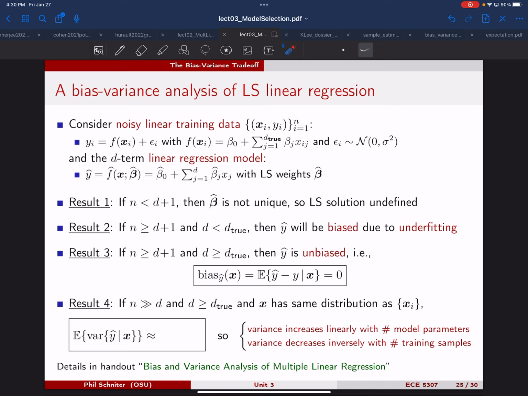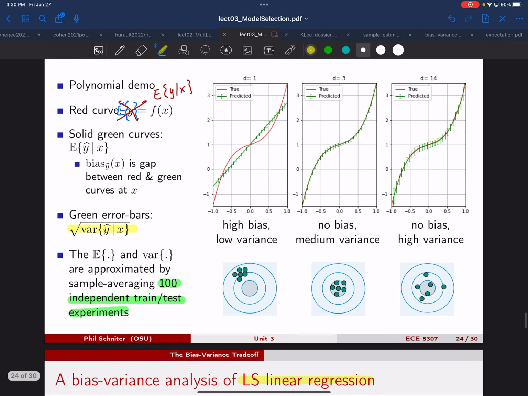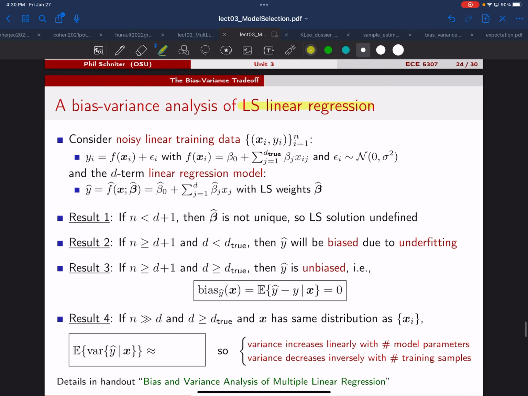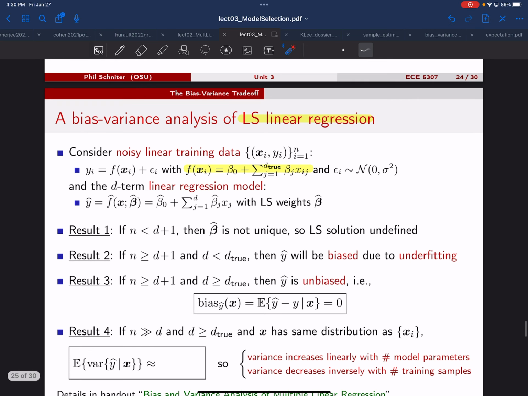So we can see this concretely if we look at the special case of least squares linear regression. In our previous case, it was a very general model. We made no assumptions on what f and f hat were. Now we're going to be a bit more specific. We're going to say that f is this very familiar model from multiple linear regression. There's the betas, there's the feature data x_ij, and notice that there's this true model order, d true. And we're going to assume for this derivation that we have Gaussian noise, which we didn't need to assume before.